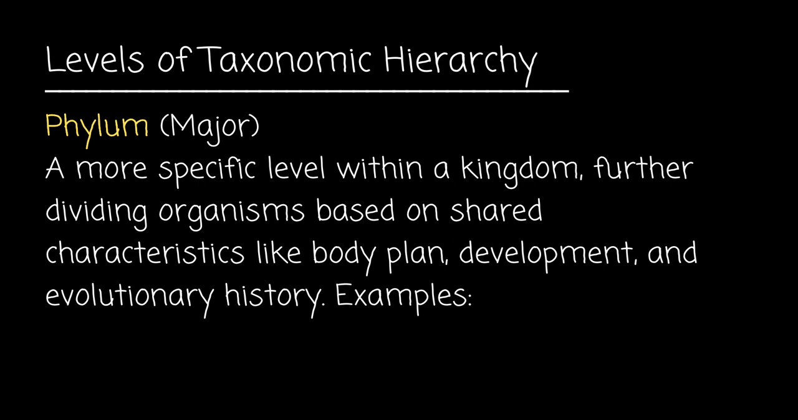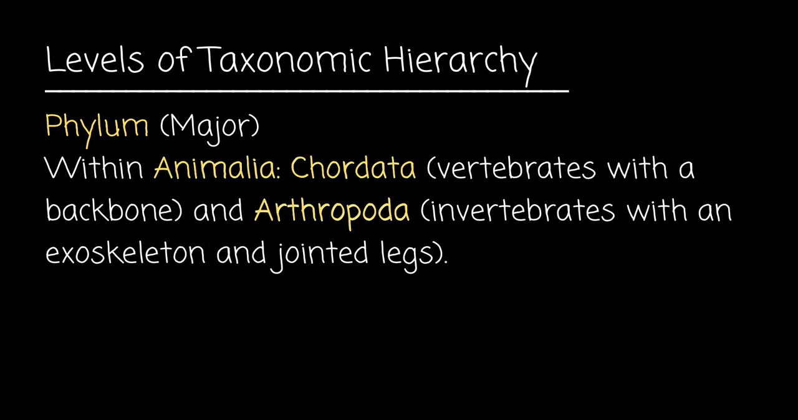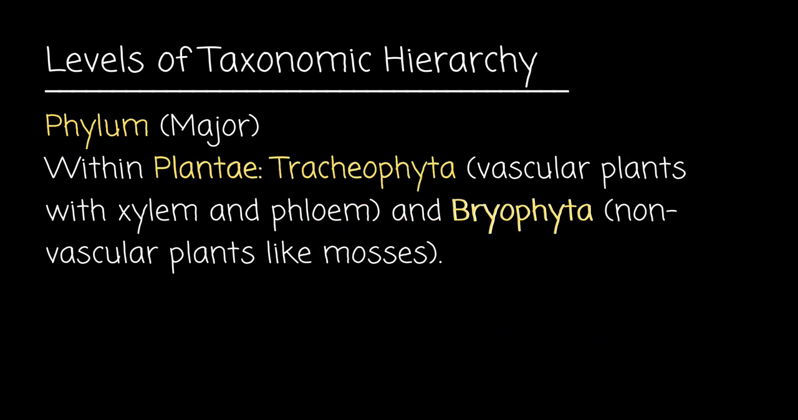Next, we have phylum, a more specific level within a kingdom, further dividing organisms based on shared characteristics like body plan, development, and evolutionary history. Examples within Animalia: Chordata, vertebrates with a backbone, and Arthropoda, invertebrates with an exoskeleton and jointed legs. Within Plantae, Tracheophyta, vascular plants with xylem and phloem, and Bryophyta, non-vascular plants like mosses.